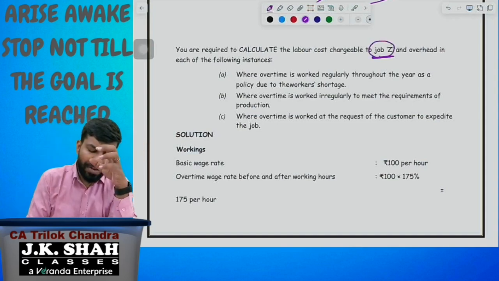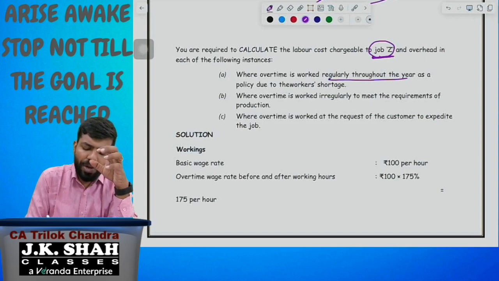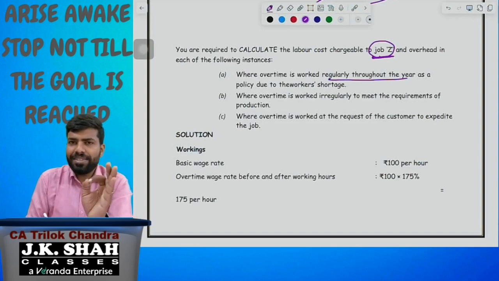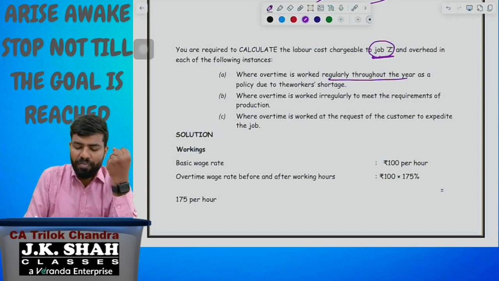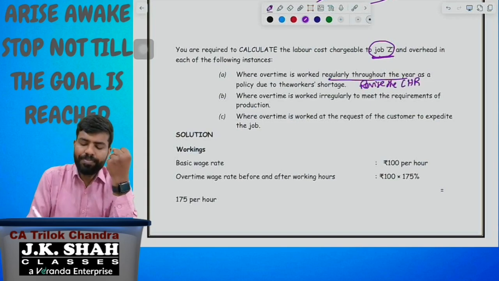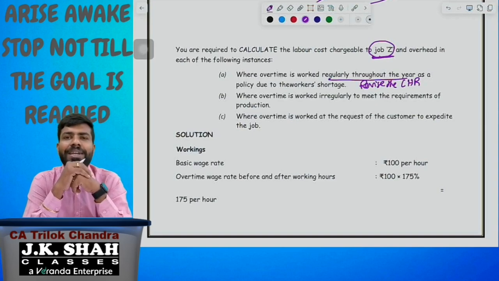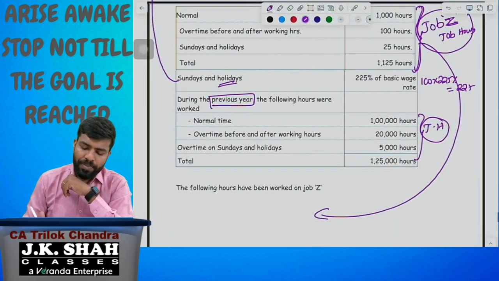Now look at there, they give some instances. First one, where overtime is worked regularly throughout the year as a policy due to worker shortage. I already discussed this. When the overtime is worked because of labor shortage, we are going to revise the labor hourly rate. How to do that, look at here.